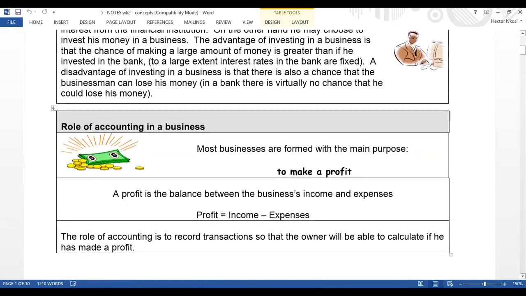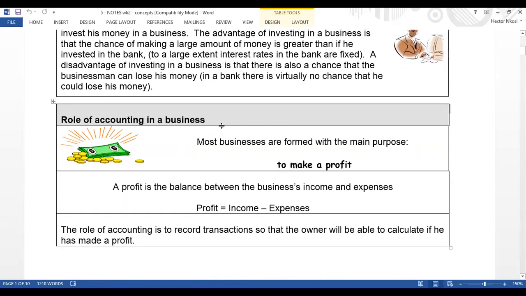Now, I want us to look at the role of accounting in a business. Remember, most businesses are formed with a main purpose. What is the main purpose? To make a profit, boys and girls. Because our main purpose in a business is to make a profit. There is no other way. Why do you do a business? Because you want to make cash, you want to make money. And a profit is the balance between the business income, which is your sales, and expenses. So the profit is your income less your expenses.